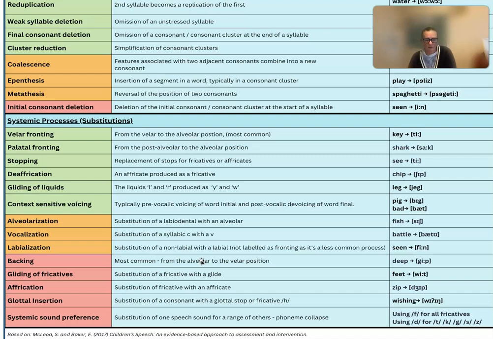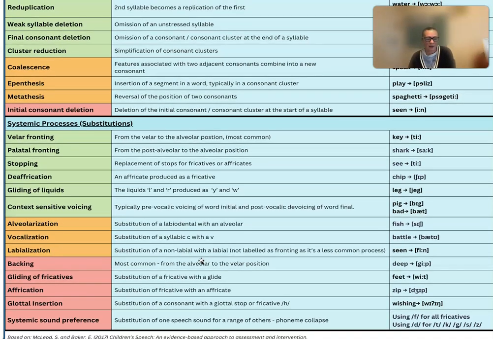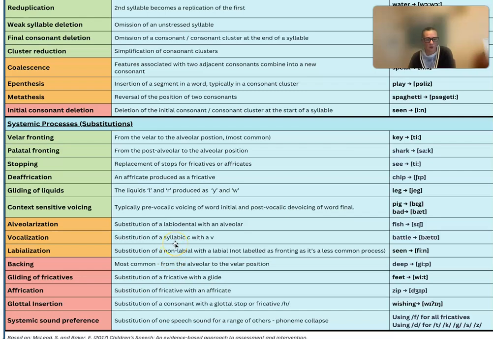But here, these are some of the really common atypical processes that we've come across, and that are in that MacLeod book as well. There are a few others as well, but I've picked out a number of them. So backing is the one that most people quote. That is the opposite of velar fronting. You're going from the alveolar position to the velar position, going back in the mouth. So you're going from a d to a g or a t to a k. In this example, I've said deep to geep.